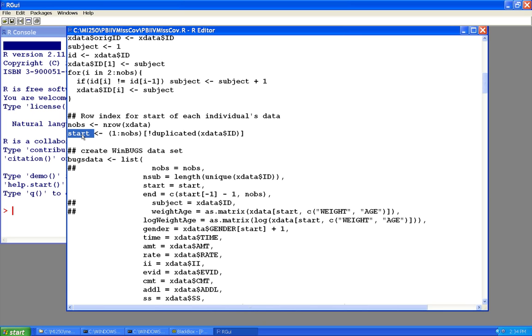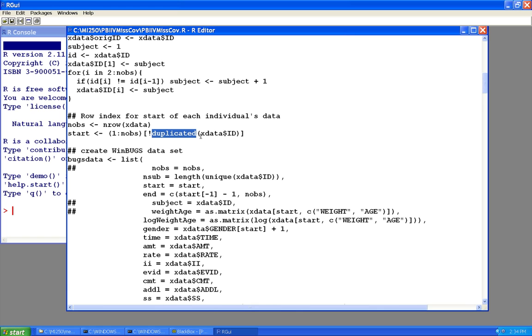The way I create that is, first of all, you'll see this component right here on the right-hand side where I say not duplicated, and you can see I've got X data $ID, ID being my subject identifier in here. And duplicated, if we ignore the not part at the beginning, is a function that will return false when a given data value is first encountered, and it will be true for any subsequent values equal to that.